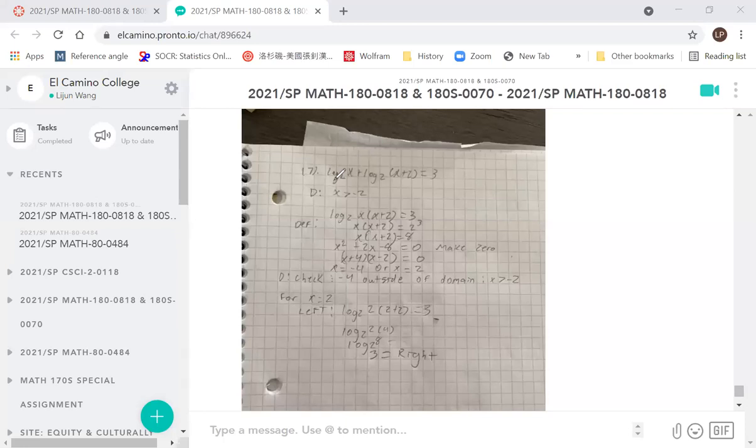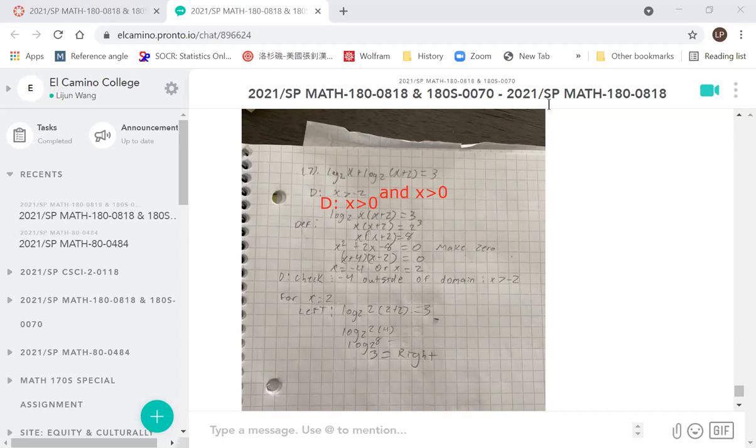Yeah. So something is missing from your domain finding. So you also need x larger than 0. The combined domain is x larger than 0. You see that? Yes. Okay.